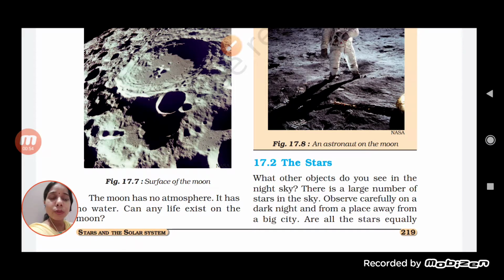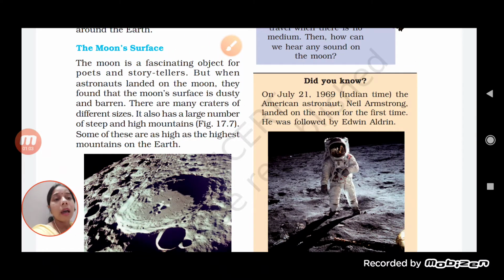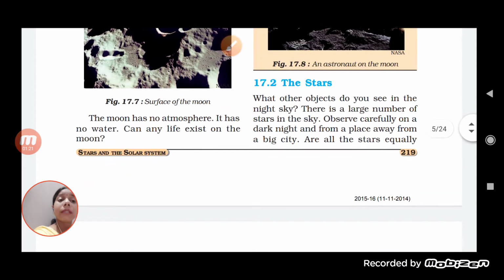So who was the first person who landed on the moon? It was the American astronaut Neil Armstrong, and he landed on the moon on July 21, 1969. He was the first astronaut to reach the moon, and he was followed by Edwin Aldrin. Now today we are going to see about the stars.